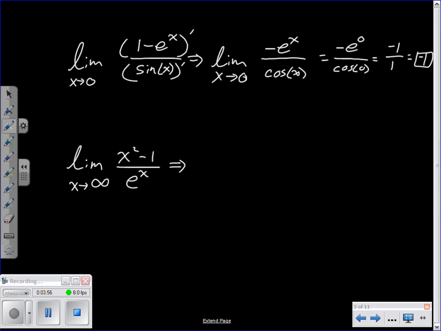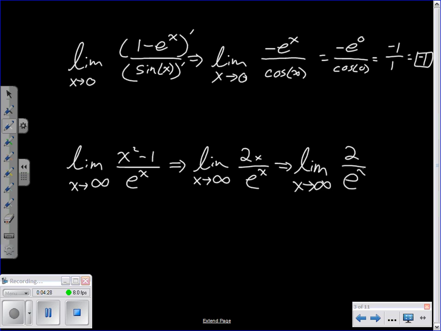Use L'Hopital's rule. Take the derivative of the numerator, so this is the limit as x goes to infinity of 2x divided by e to the x. The derivative of x squared minus 1 is 2x, and the derivative of e to the x is e to the x. If I plug in infinity, I still get infinity divided by infinity, which is indeterminate. So I'm going to do this one more time. I look at the limit as x goes to infinity. The derivative of 2x is 2, and then I have e to the x in the denominator.